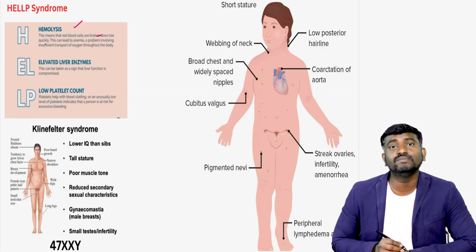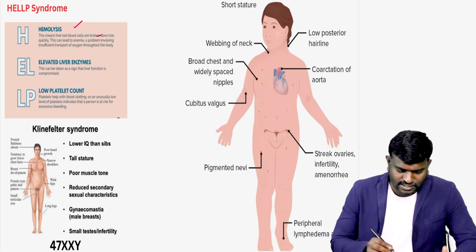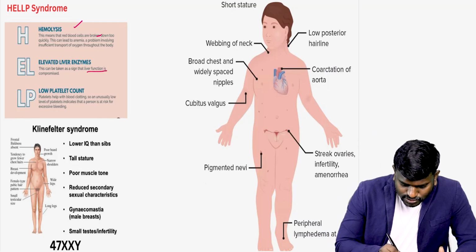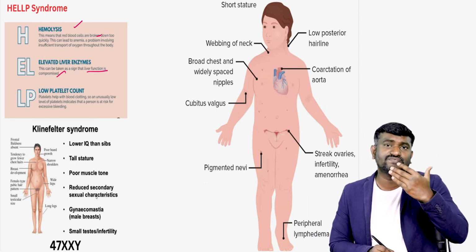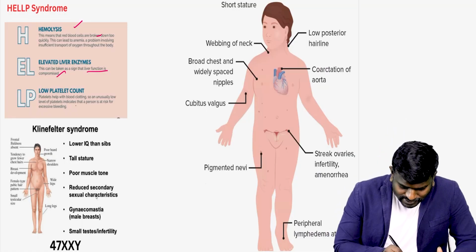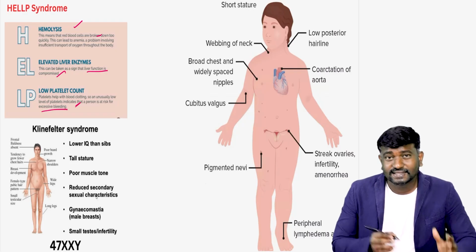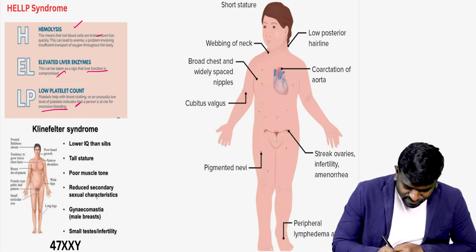It is called what? Hemolysis. Elevated liver enzymes. When the liver enzymes get elevated, it can lead to what? Liver function is compromised. Low platelet count. Platelets help with clotting, so if there are low platelets, it can lead to excessive bleeding. This condition is called what? HELP syndrome. Good.